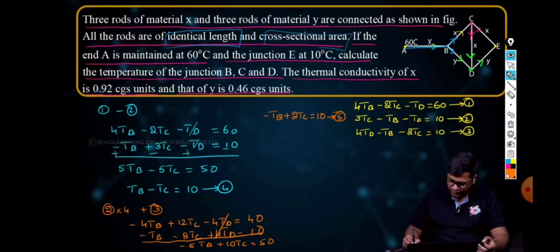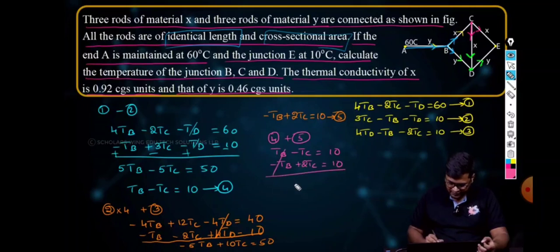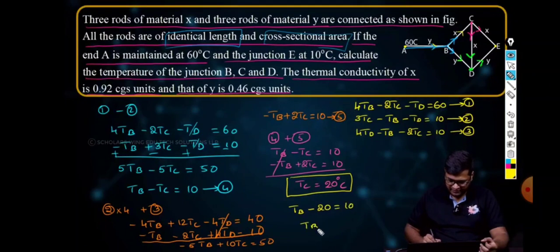So from 4 and 5, I can add 4 and 5 so that I'll get temperature at C junction. So I'll add 4 plus 5. So TB minus TC is equal to 10 and minus TB plus 2 TC is equal to 10. So TB cancels. So TC is equal to 20 degrees Celsius. Okay. TC is 20 degrees Celsius. So if I substitute that in fourth equation, TB minus TC is equal to 10. So TB will be equal to 30 degrees Celsius.